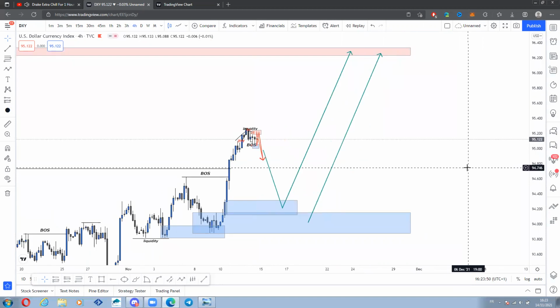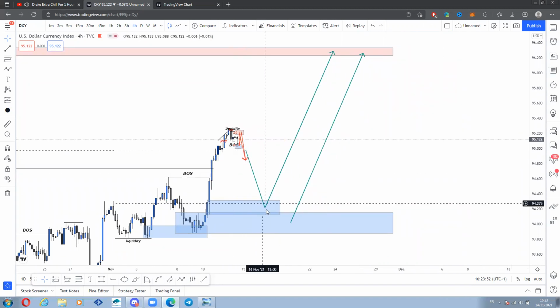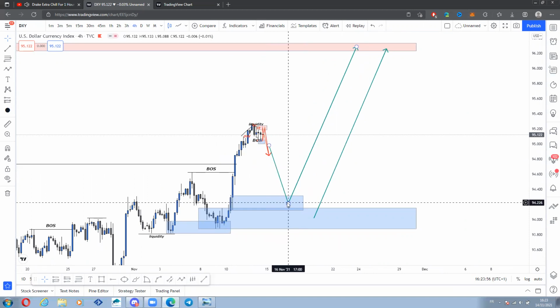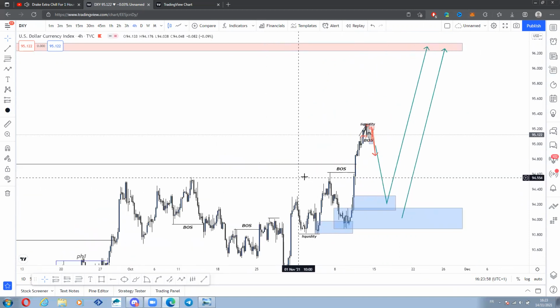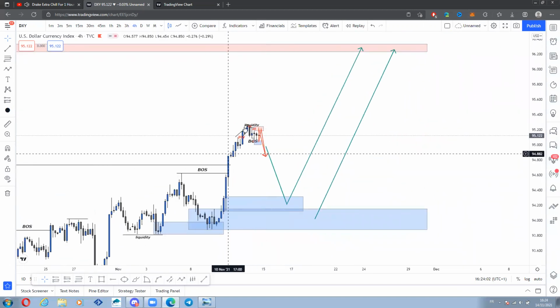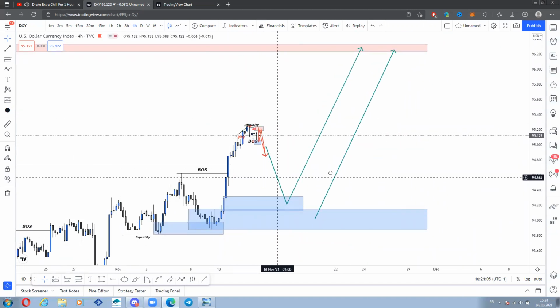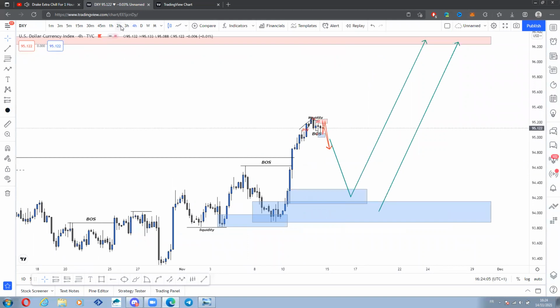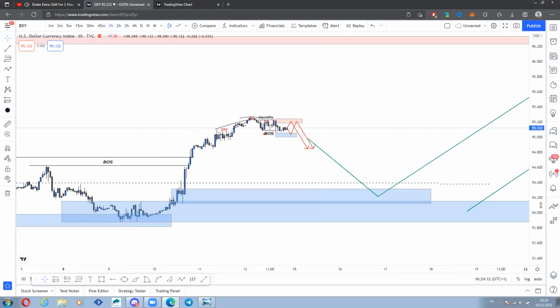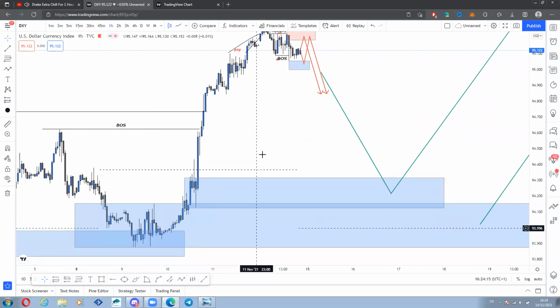As I can see on the DXY, if you can follow the arrows, DXY is going to give me a pullback, because we had a break of structure on the lower time frame and the higher time frame. After the break of structure, I need to see a pullback. Meanwhile, I have these two demand zones, this blue box and this blue box. I guess this one is on the 1 hourly and the other one is on the daily.